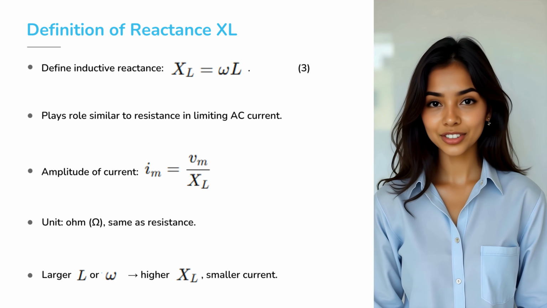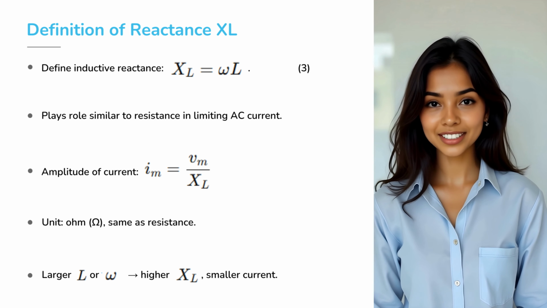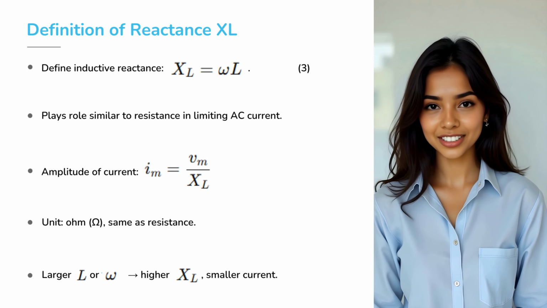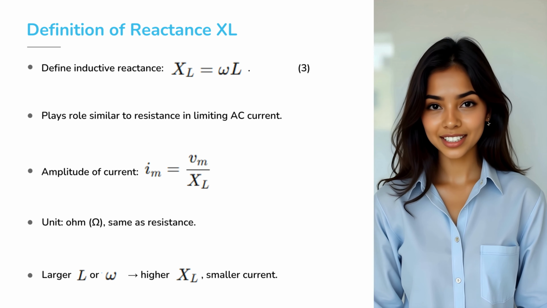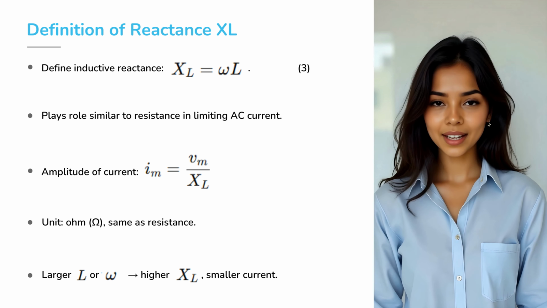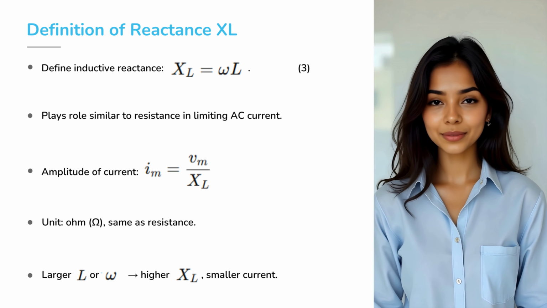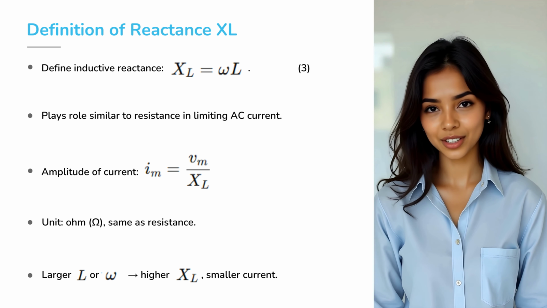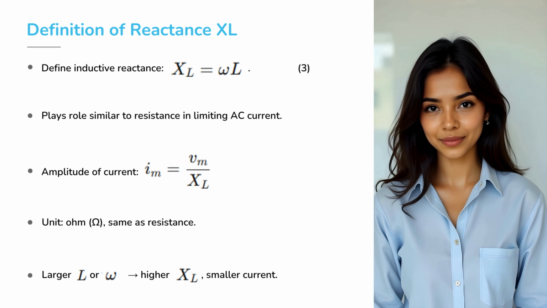So the larger the reactance, the smaller the current for a given voltage. And what are the units of reactance? The same as resistance, ohms. That's why it behaves like a frequency-dependent resistance. Here's a quick insight. If you increase the inductance or the frequency, the reactance XL becomes higher and the current becomes smaller. That's why inductors naturally oppose rapid changes in current. They resist fast fluctuations more strongly.